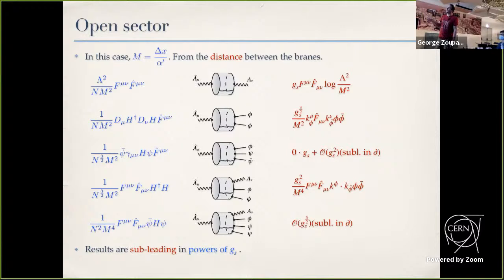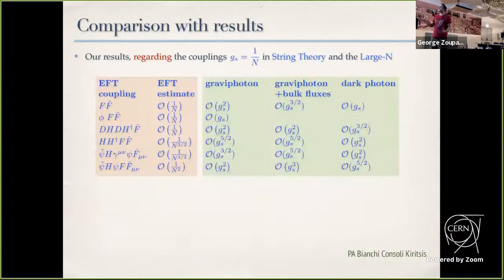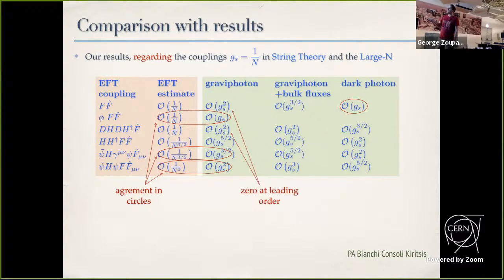And finally, the same list of diagrams for the open case, for the open sector. These are the results. Here, in that case, the M is played by a quantity proportional to the distance of the branes, delta x, over alpha prime. Again, these are subleading. So the summary of our results is that on all the cycles we have shown the agreement, but all the rest are here. We have zeros at leading order, and the rest are subleading.